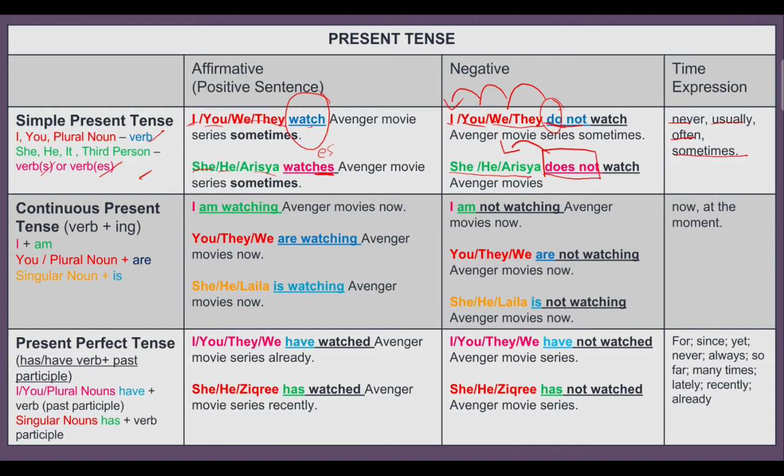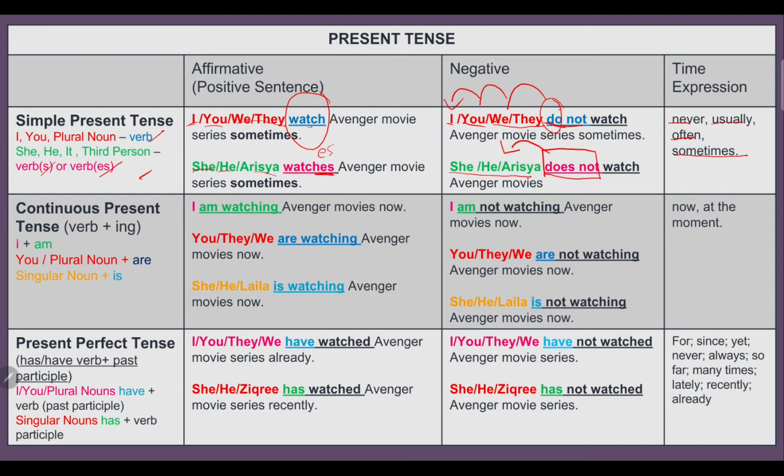Alright, so let's take a look at the second tense, which is continuous present tense. So continuous present tense indicates an action or a condition that is happening right now, frequently, and may continue into the future. For example, like me, right now I am teaching you tenses. So my action right now is a continuous present tense. So let's take a look at the rule.